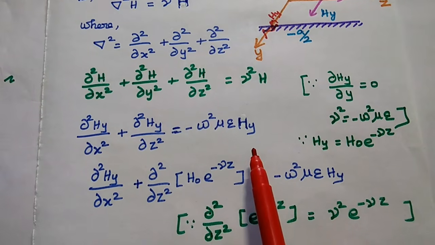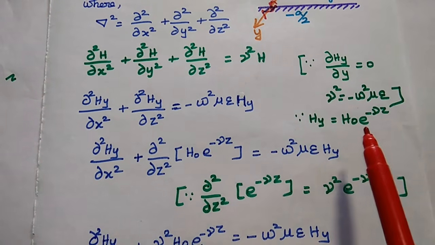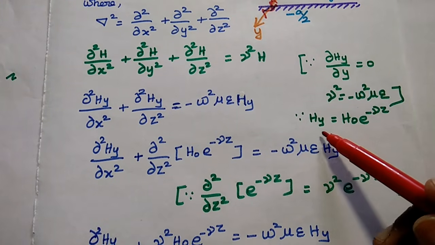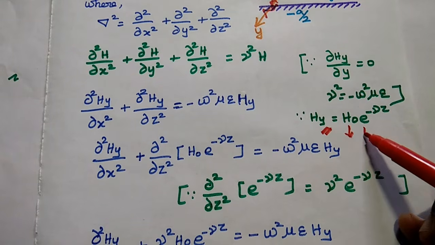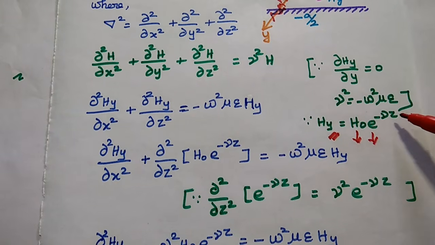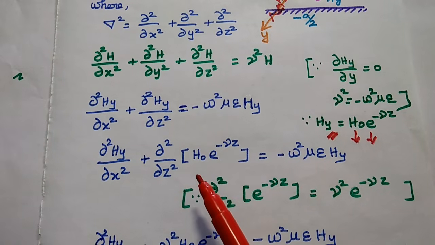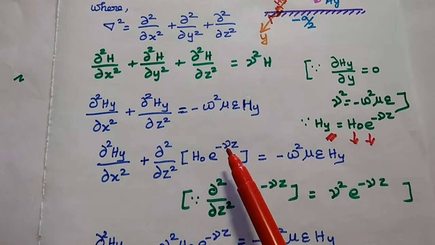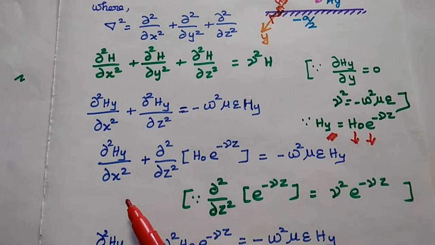This H becomes Hy. So here we are going to consider the Hy value as H naught e power minus gamma z. Any magnetic field or electric field can be represented with its magnitude along with its phase. H naught is the magnitude, e power minus gamma z is the phase component. In this equation, we are going to differentiate with respect to z because the wave is propagating in the z direction. So we can simply replace the z component alone, not the x.